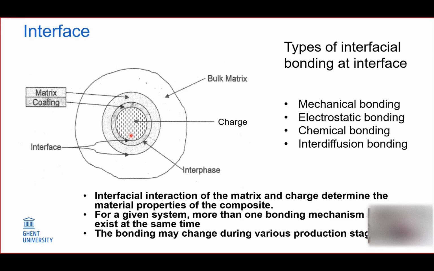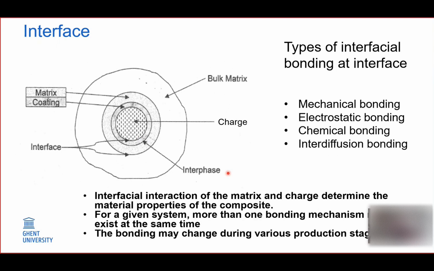So you can see here that the bulk material is our polymer. Here in the middle is the charge, the carbon fiber that we will talk about. The boundary between them makes the interface, and we can treat the charge in such a way that it will make an interface that will also ensure a better connection between the matrix and the charge.